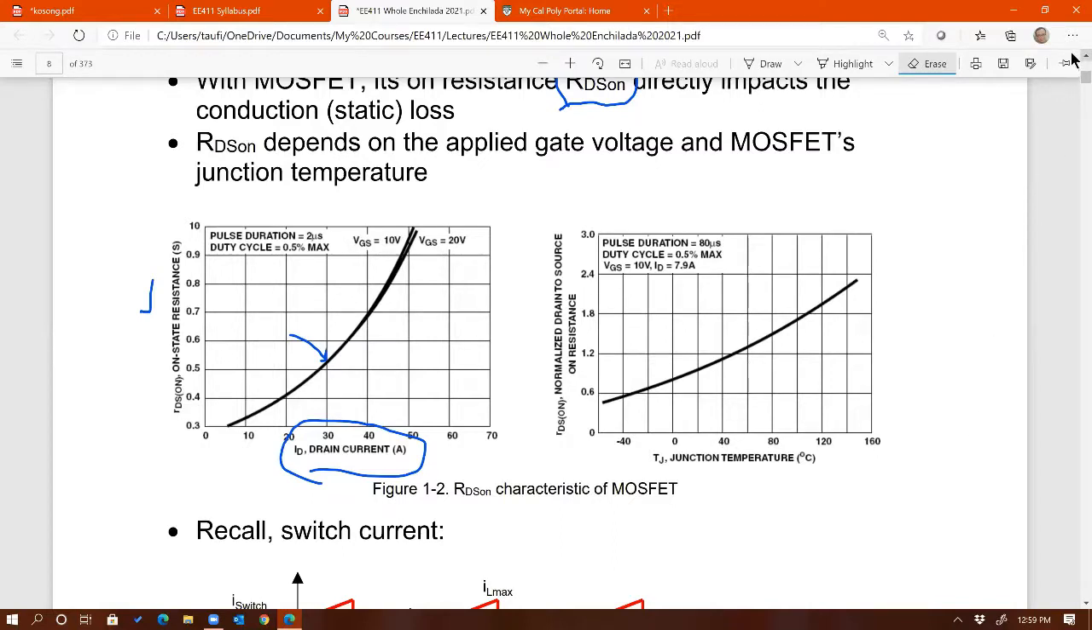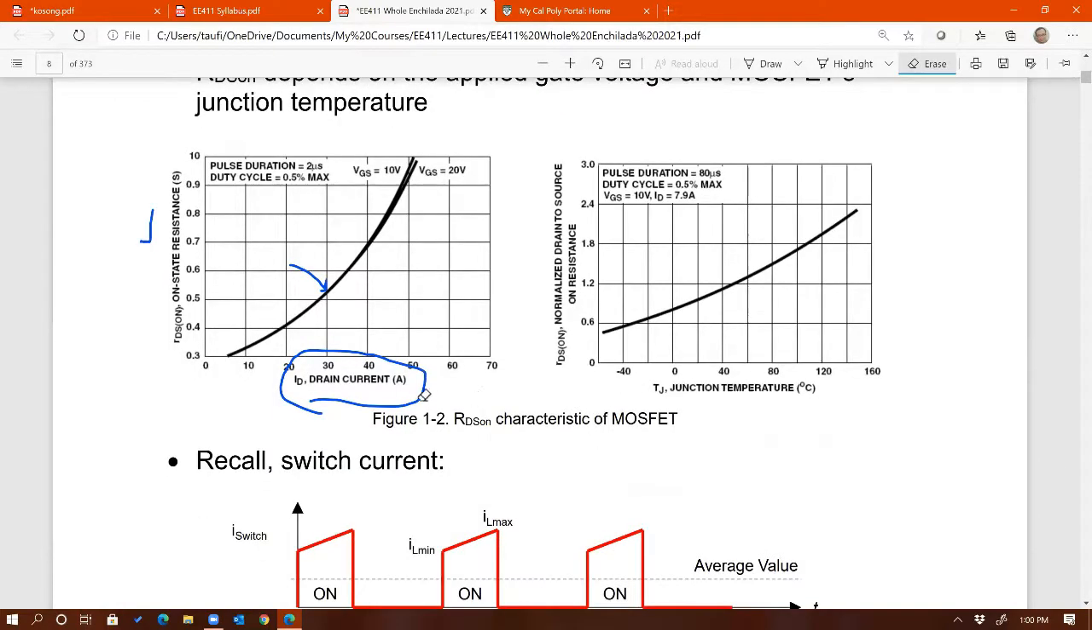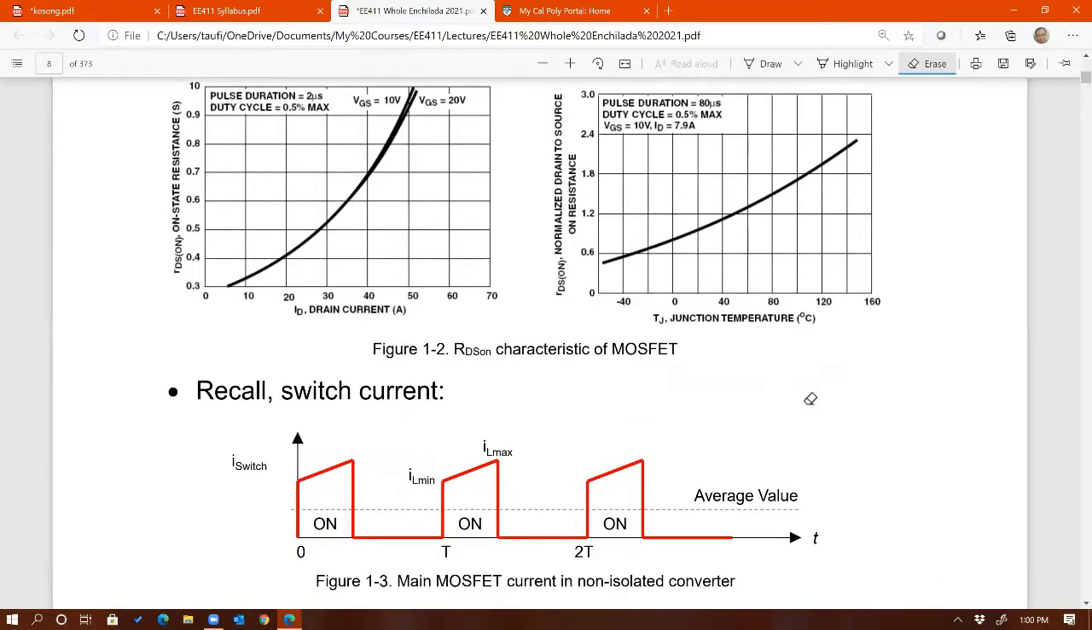Any question on this? So again, RDS(on) of the MOSFET depends on the applied gate voltage, and I should say, and drain current, and the MOSFET's junction temperature. I should add that phrase here. And you'll see the same thing with IGBTs, and pretty much all the switches that we use in power electronics will follow the same type of behavior, that they are a function of how much current you push through it, as well as the applied voltage across the device.